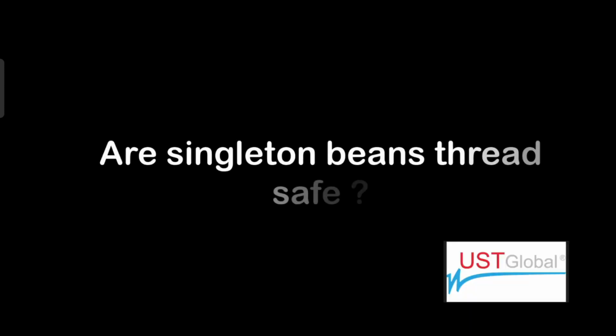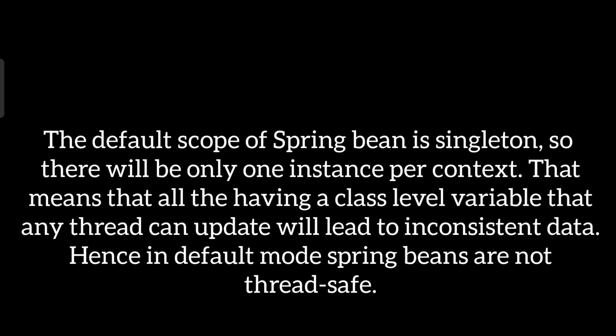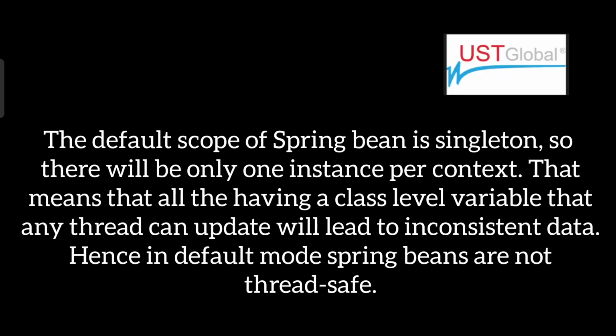Coming to the next question, are singleton beans thread safe? No, the default scope of any bean is singleton, so there will be only one instance per context. That means if a bean has a class level variable, any thread can update it and it will lead to inconsistent data. So ideally singleton beans are not thread safe.